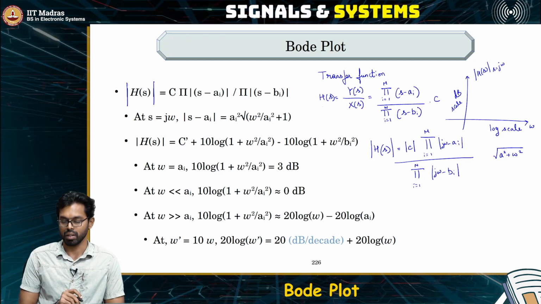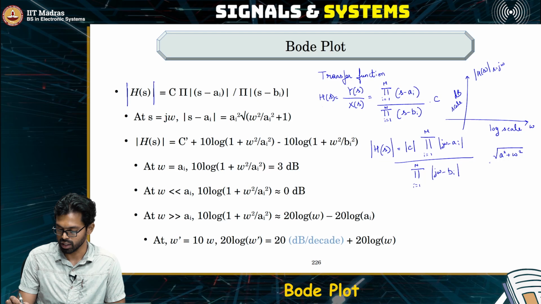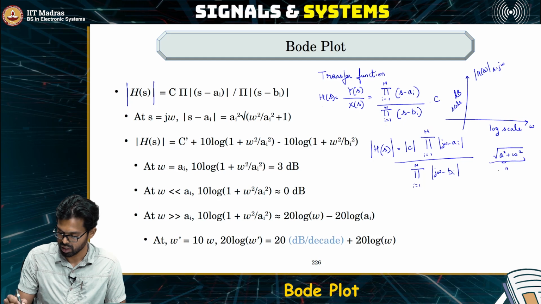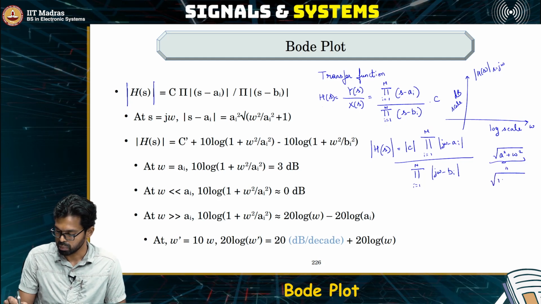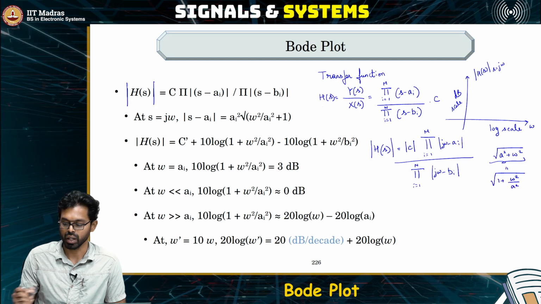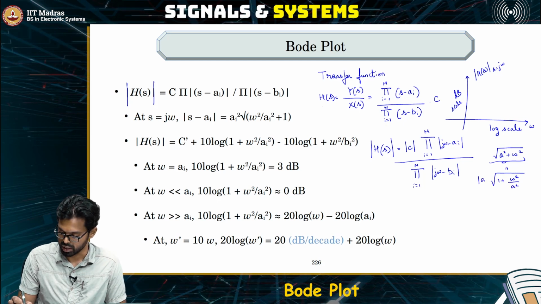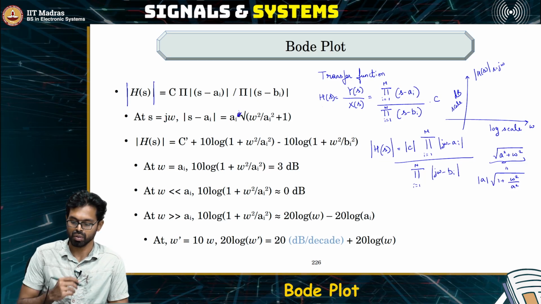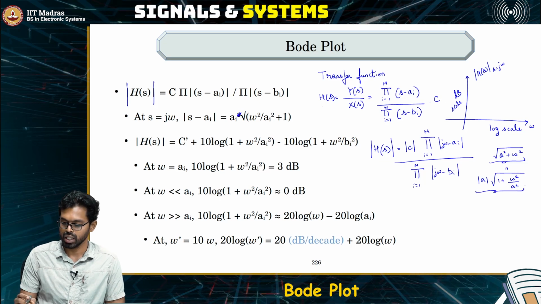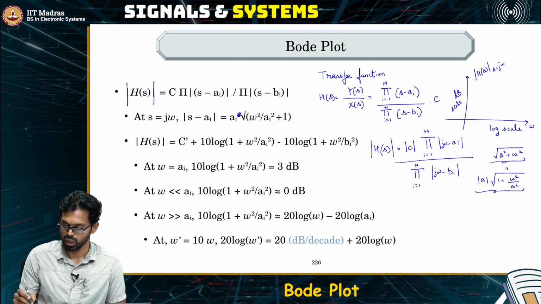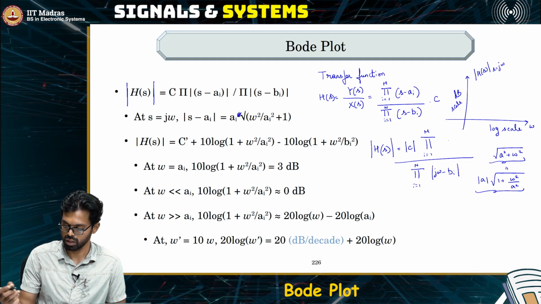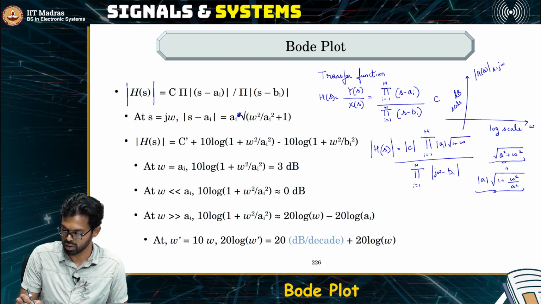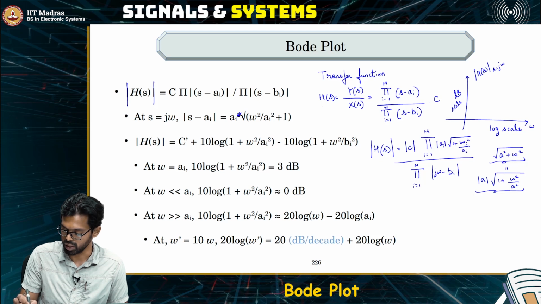Let us assume that they are real numbers. If we assume that they are real numbers, then we will get a magnitude of this form. We will simplify this as 1 plus omega square by a square, because we will just take this a outside. If we take this a outside, then this is the magnitude for each and every factor that we have here. In other words, we can replace this with mod a times root of 1 plus omega square divided by ai square.